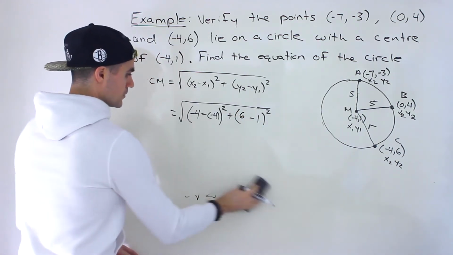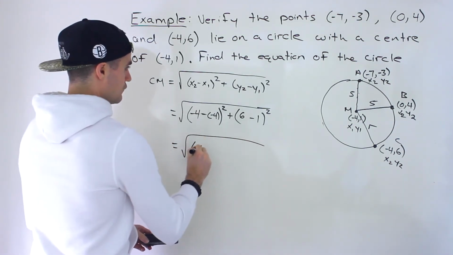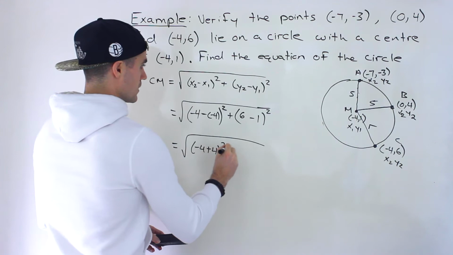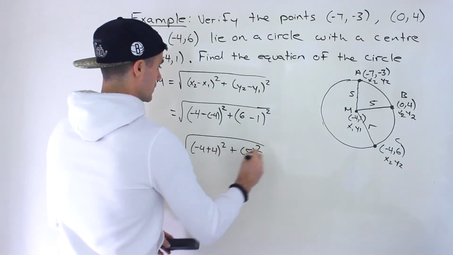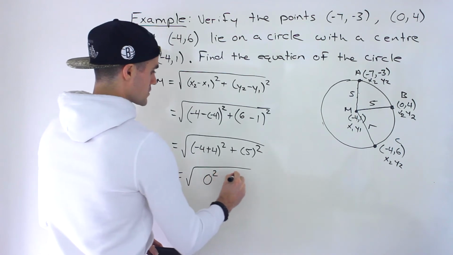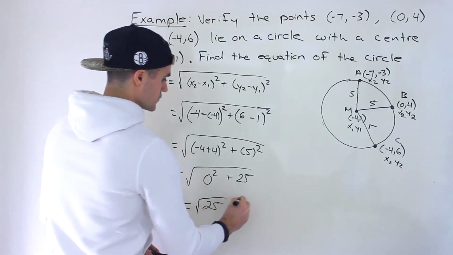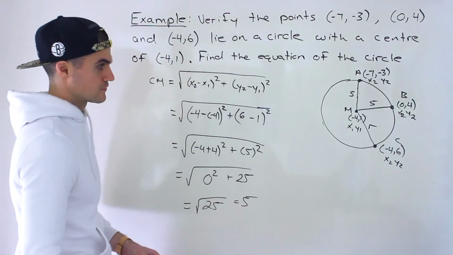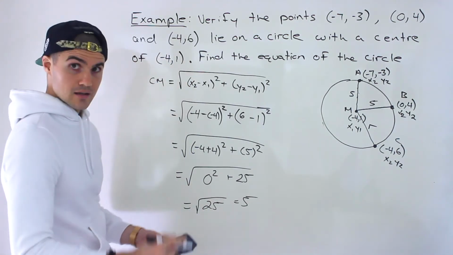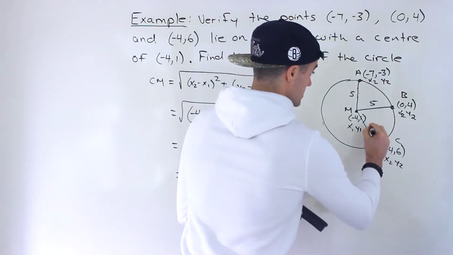So what would we end up here with? Well, we would have negative 4 plus 4, that's going to be squared, and then we'll have 5 squared. So this would end up being 0 squared plus 25. So we'd end up with root 25, which would give us 5, like that. Okay, so all three have the same distance.